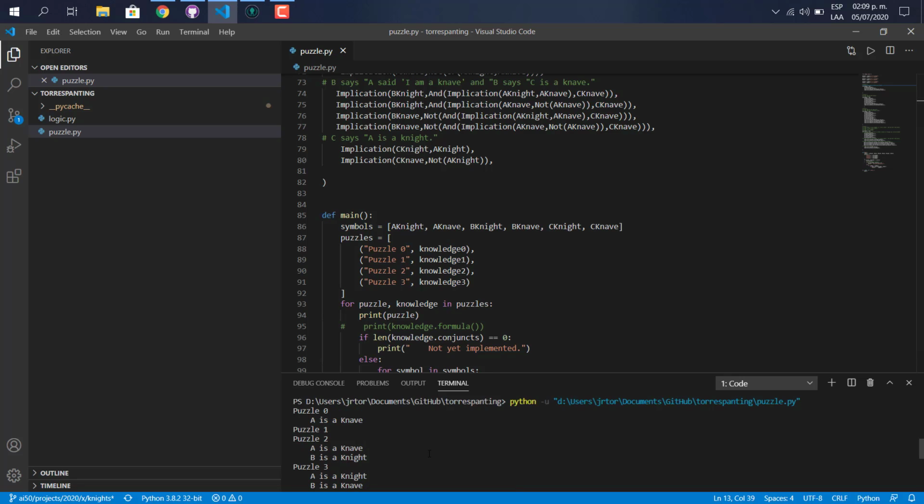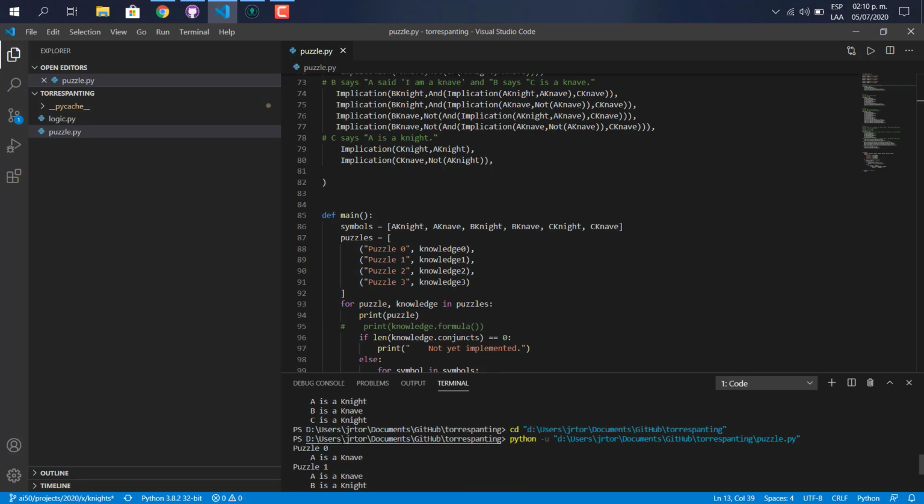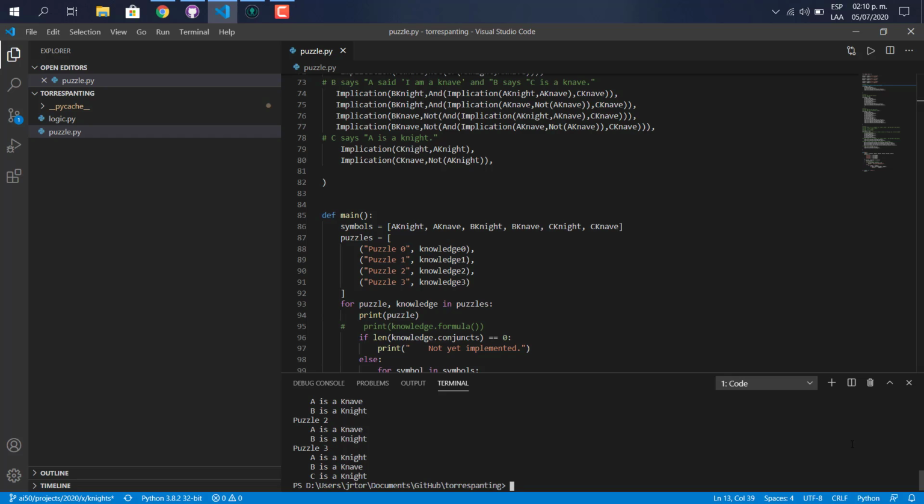So I'm going to run it now. Okay, so here we see that in puzzle 0, A has to be a knave. Puzzle 1: A is a knave, B is a knight. Puzzle 2: A knight, B knight. Puzzle 3: A knight, B knight, and C knight.